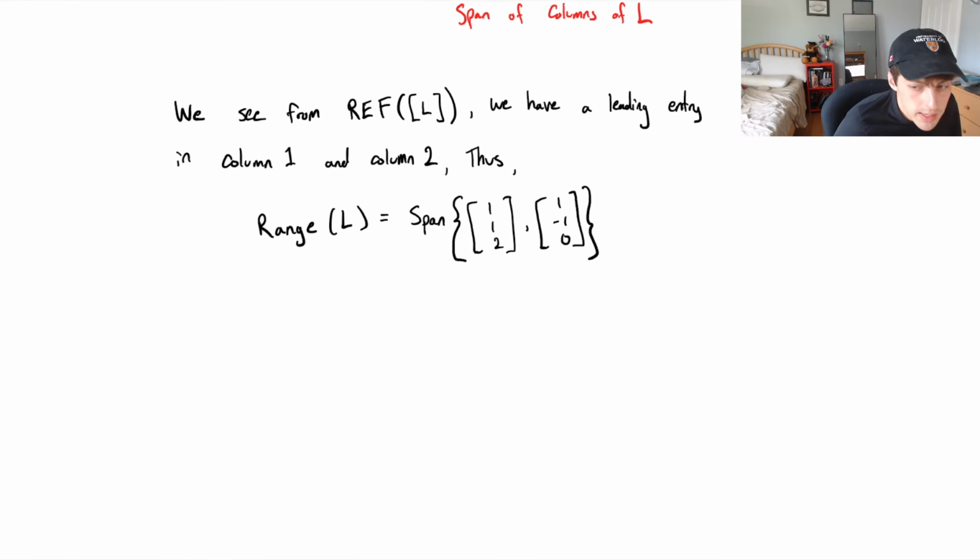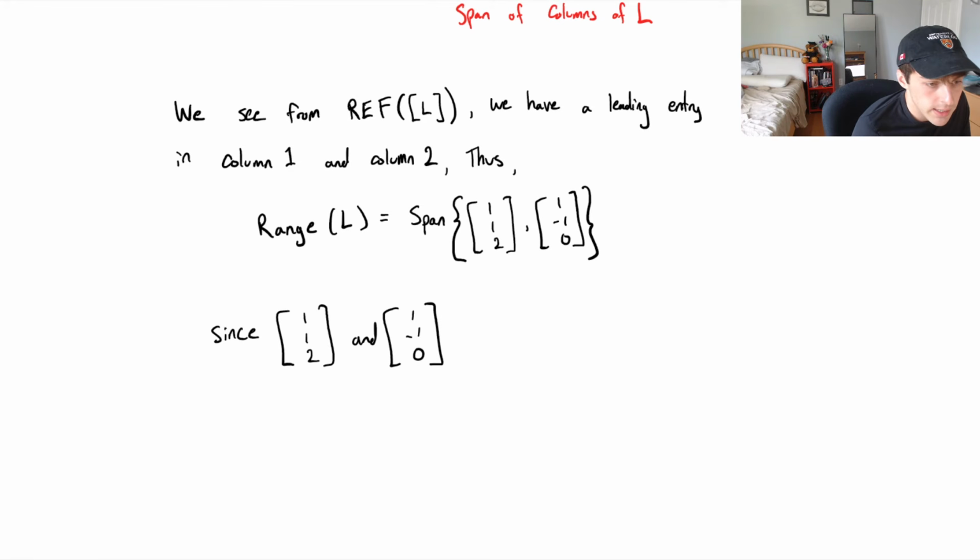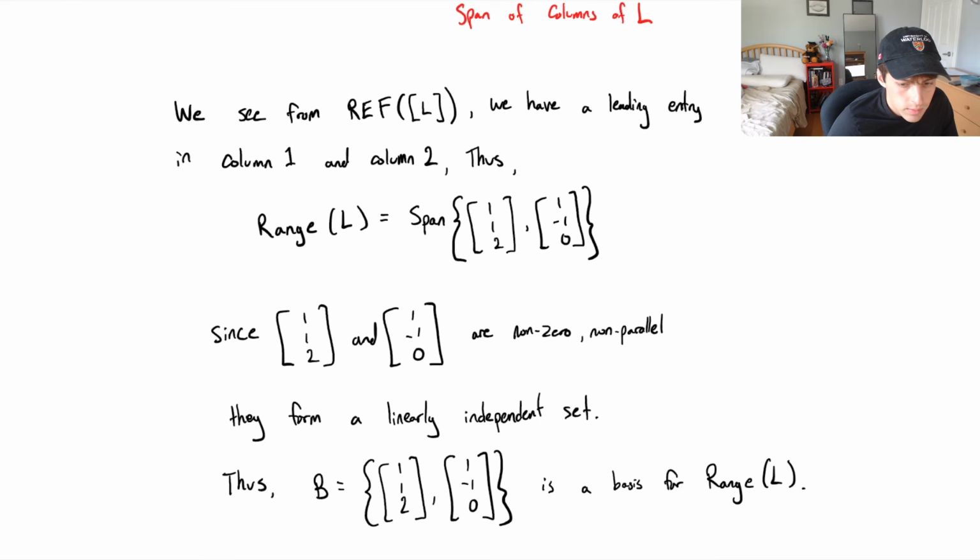And now, considering the basis of the range, we can see that our vectors here, 1, 1, 2, and 1, negative 1, 0, are both non-zero vectors and they're not scalar multiples of each other. We can see that these vectors form a linearly independent set, right? And since they form a linearly independent set and they span the entire range of L, we can take the set of those two vectors and call that the basis for our range. So I've just written out exactly what we just said.